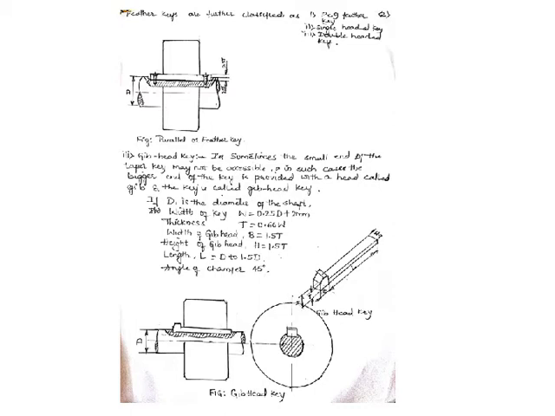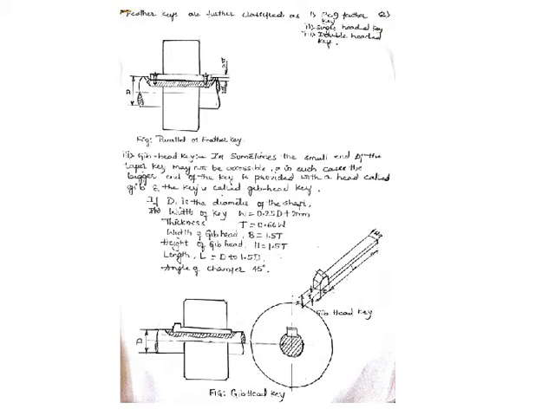The width of the gib head is represented as B. B is equal to 1.5 times the thickness, and the height of the gib head, that is H, is also equal to 1.5 times the thickness. If L is the length of the key, then L is taken as D to 1.5 D, so L will vary from D to 1.5 times the diameter of the shaft. In the figure we can see that there is a chamfer on the key, and the angle chosen for this chamfer is 45 degrees.